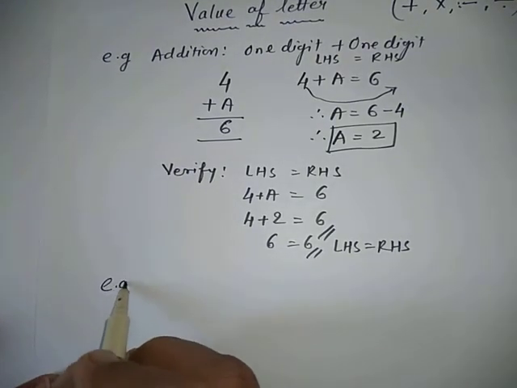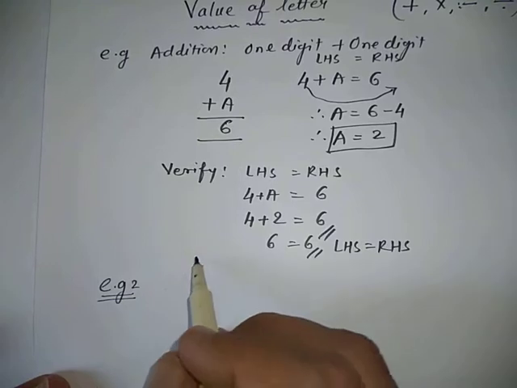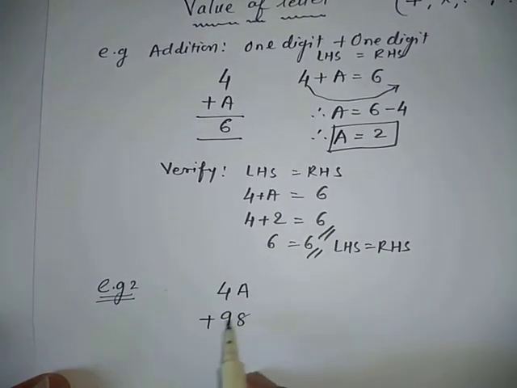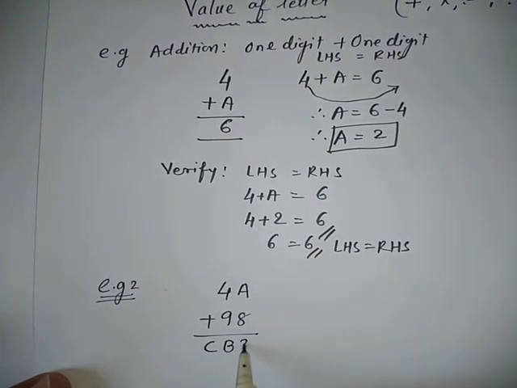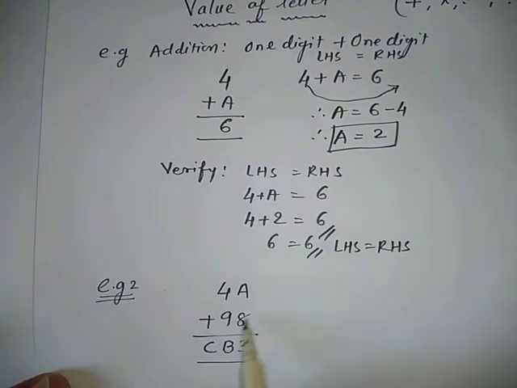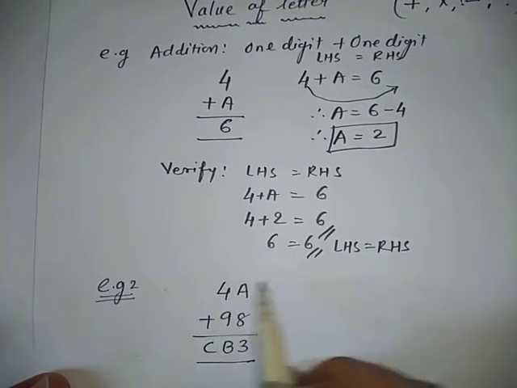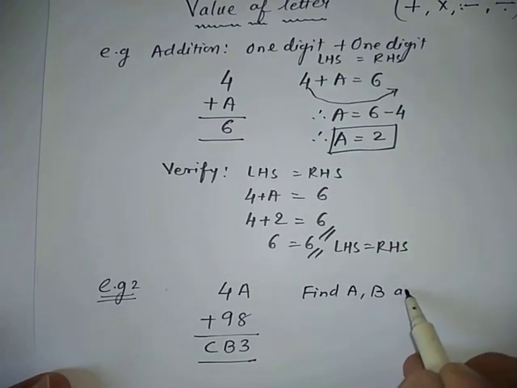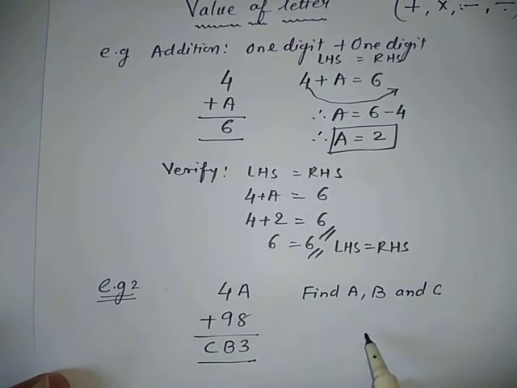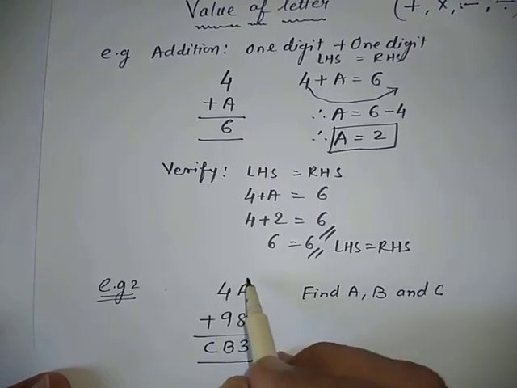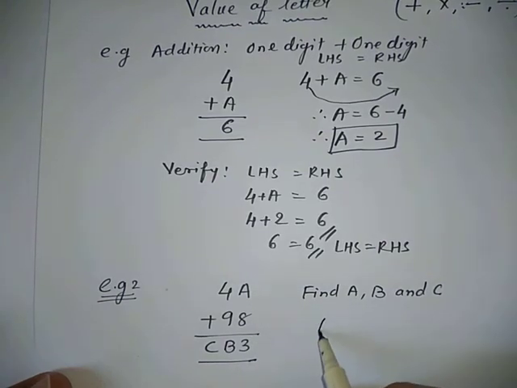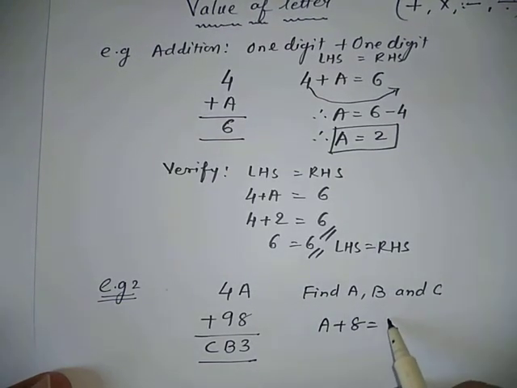Example number 2. Suppose we have 4a plus 98, and we get the result, that is CB3. So here we need to find 3 letters. Which are they? A, B and C are the 3 letters. First of all we will start with the unit place digit, because 2 digits are given and 1 we need to find. So a plus 8 is equal to 3.